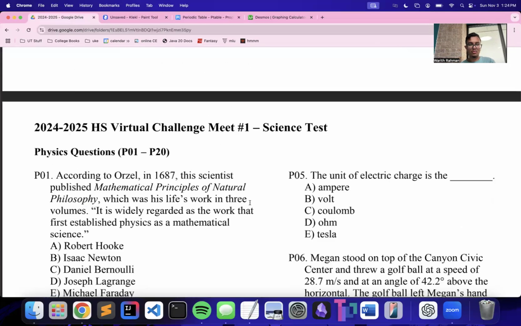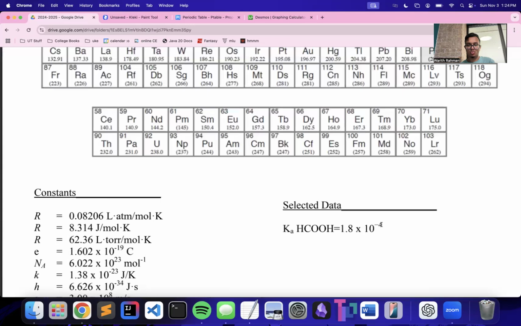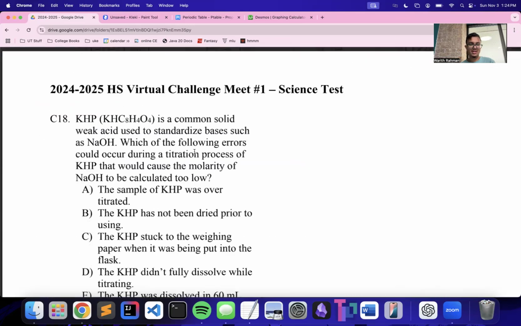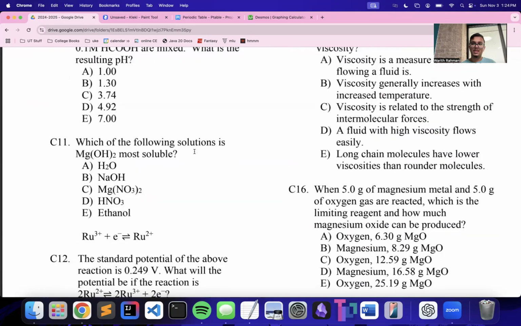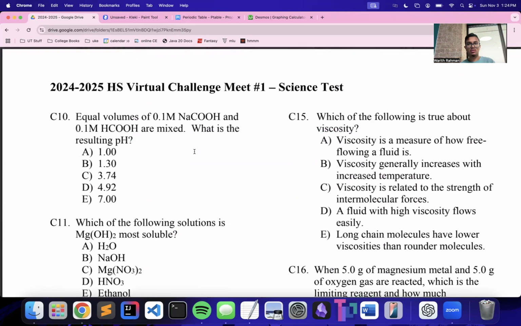If we look at our formula chart, we see that the Ka is 1.8 times 10 to the negative fourth. And we can use the logic that our pH is going to be the negative log of our hydrogen concentration.